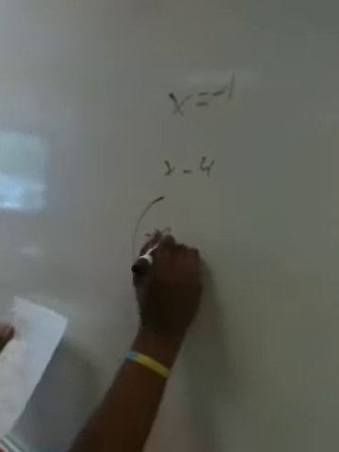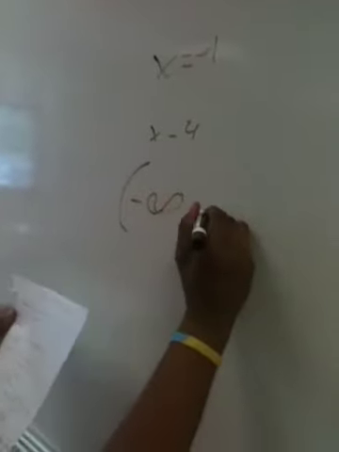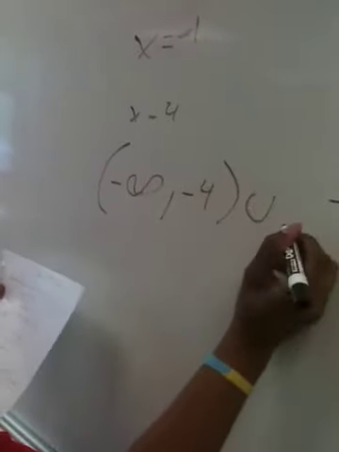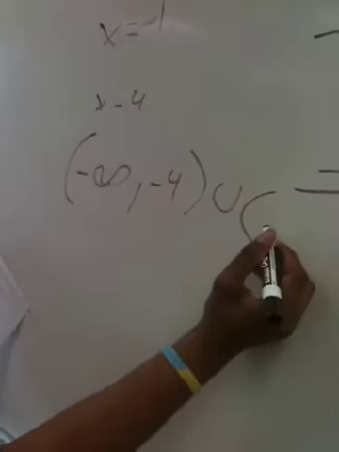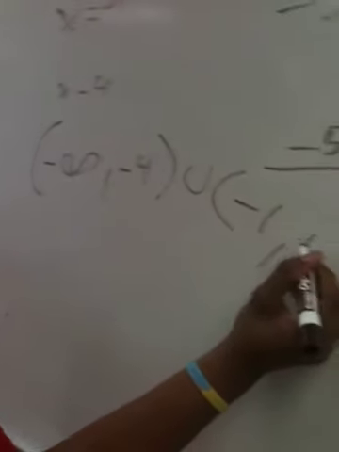So then our domain is negative infinity to negative 4, union, which connects it with negative 4 to negative 1, union negative 1 to infinity. That's our answer.